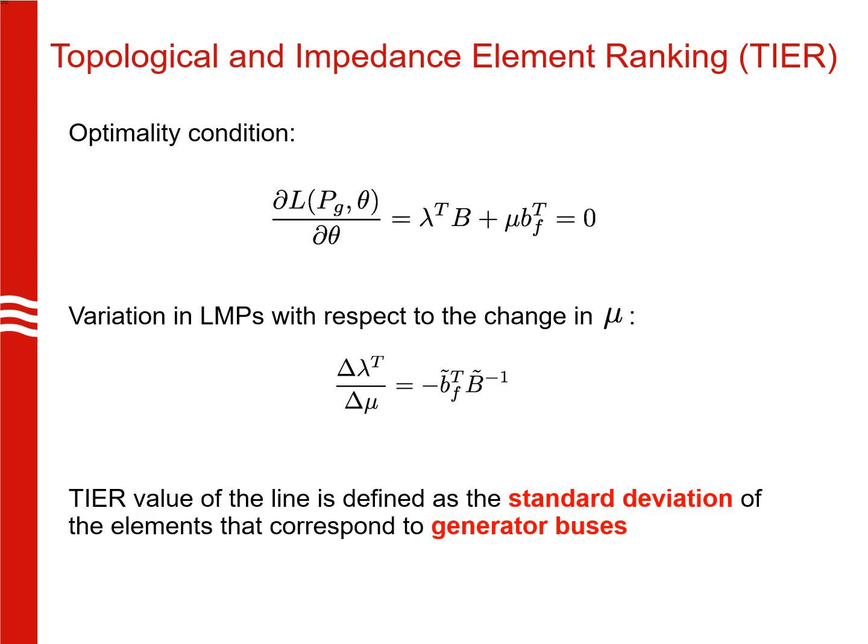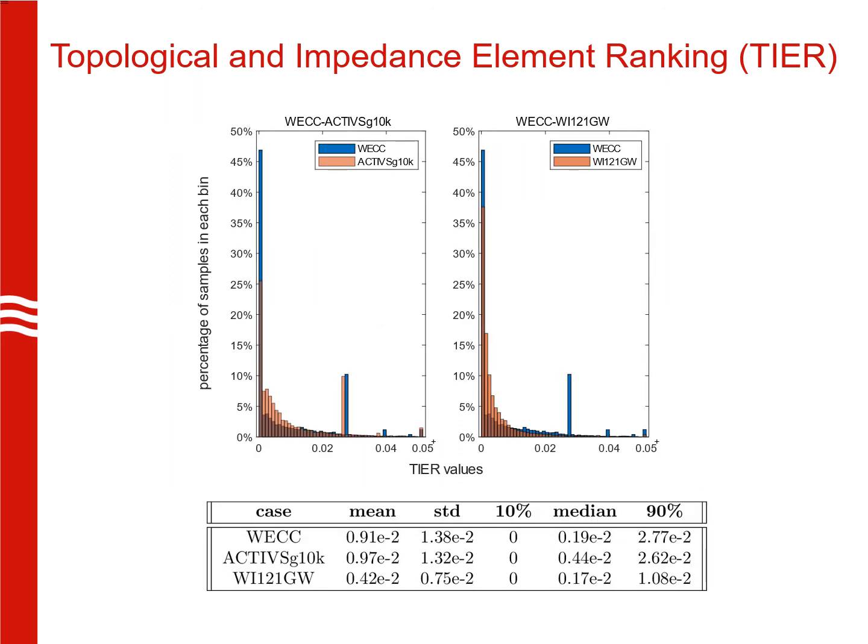And since we need a scalar to define the importance of the line, the TIER value is defined as the standard deviation of the components that correspond to the generator buses. We have calculated this value for the 3 test cases. As you see in the histogram of the data, there are second spikes in the VEC and active SG models. These spikes correspond to the generator step-up transformers. However, in the WI model, the second spike is missing because, as I explained, there are no step-up transformers in the WI model. Comparing the stats that we got for this measure, we can conclude that the active SG models show more realistic behavior with respect to this measure.